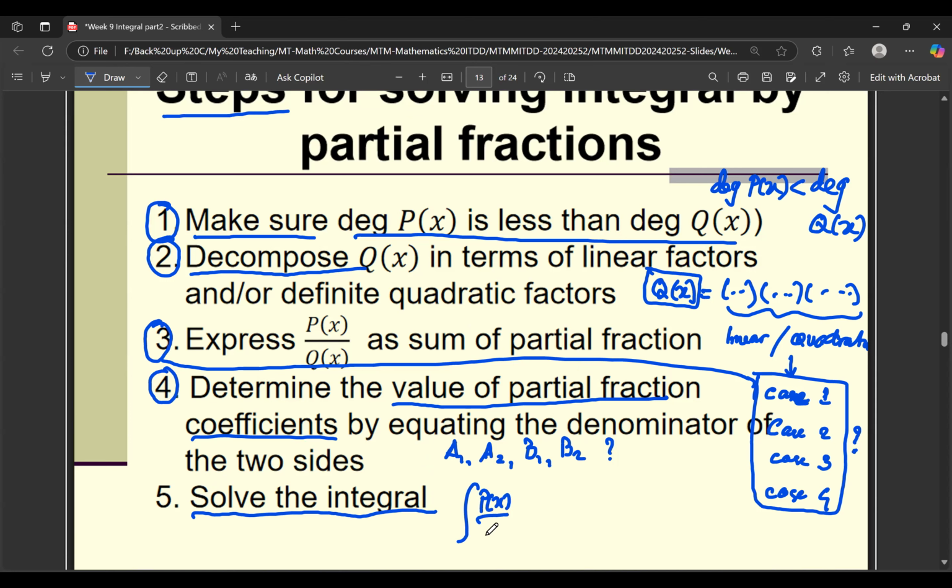So in the beginning we have Qx, and after you get the decomposition, it means that you have a new form of Px over Qx. This is your partial fraction. So the integral becomes the integral of the partial fractions, and you get the result. So these are the steps for solving an integral by partial fraction.